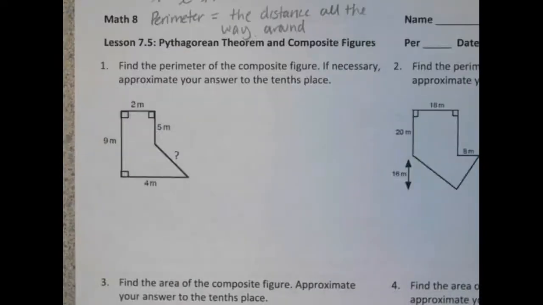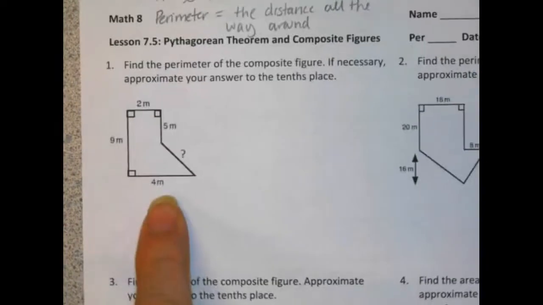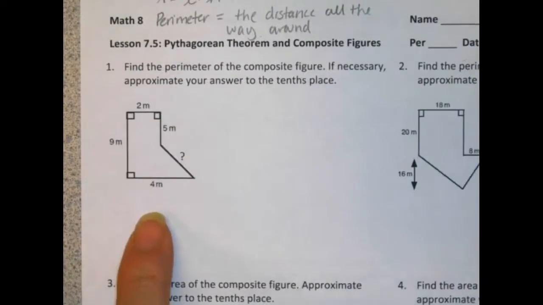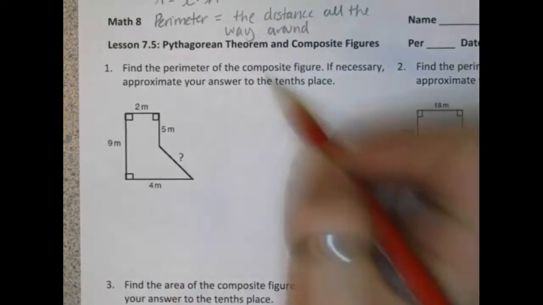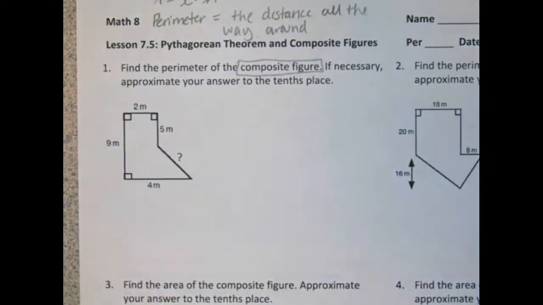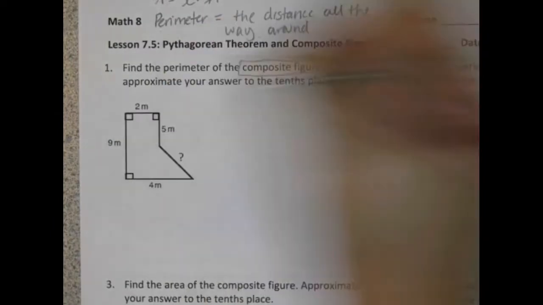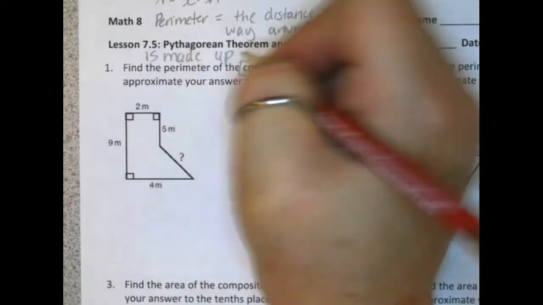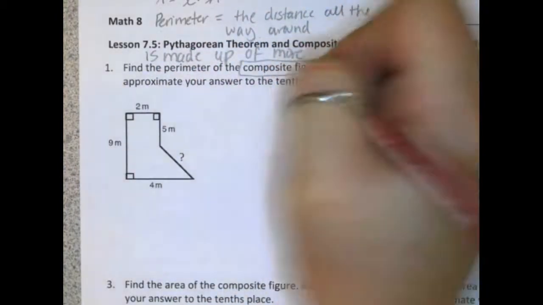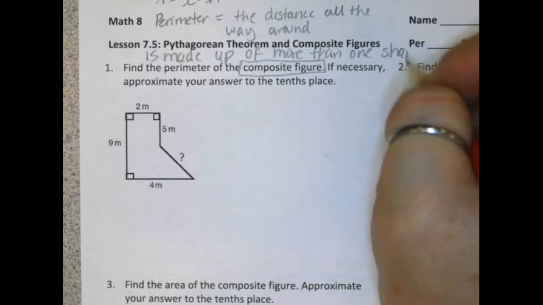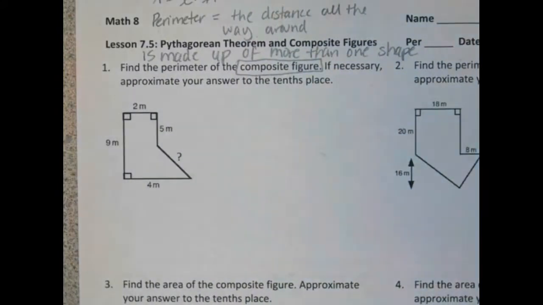All right, so I'm going to look at this first one here. What we're going to do is find the perimeter of some composite shapes. Okay, the term composite or a composite figure means that it is made up of more than one shape. So you could write that down. A composite figure is made up of more than one shape. You should write that down.